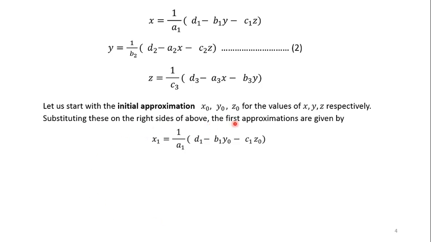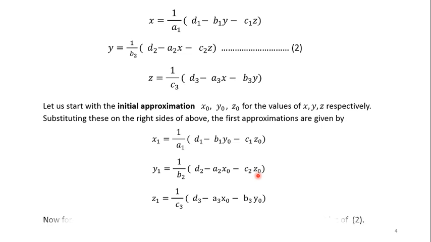Substituting these on the right hand side of the equations, the first approximations are given by x1 equal to 1 upon a1 of (d1 minus b1 y0 minus c1 z0). Similarly, from the second one you can find y1 equal to 1 upon b2 of (d2 minus a2 x0 minus c2 z0). Then from the third equation you obtain z1.